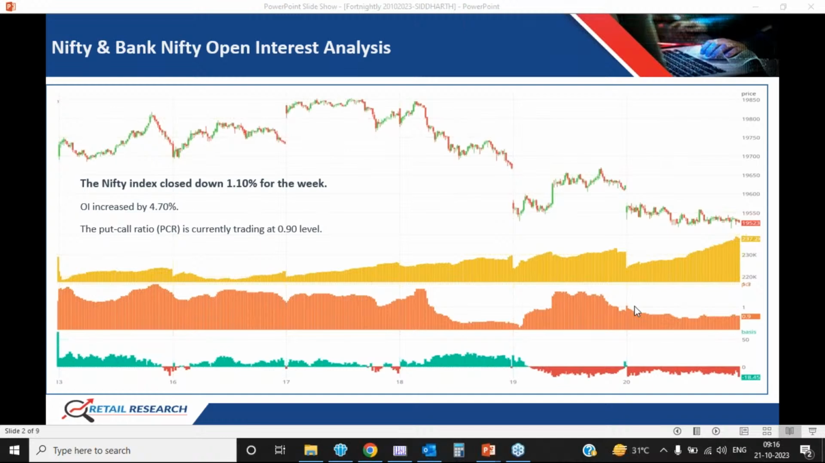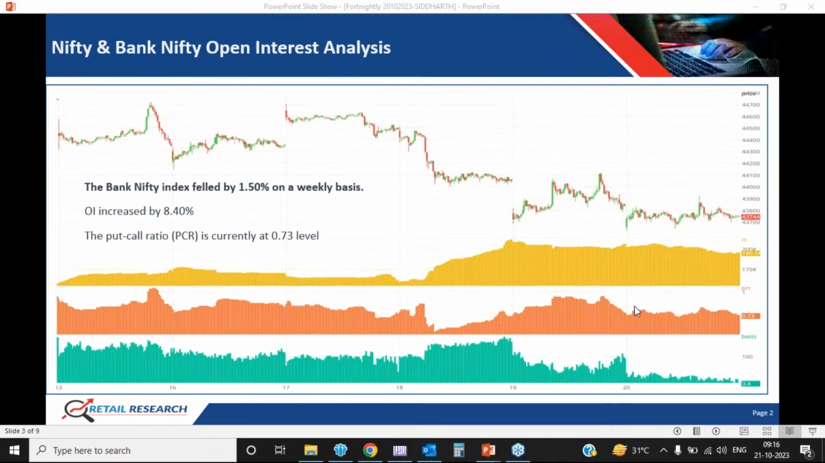What is particularly interesting is that despite the correction in the Nifty from the higher level, the implied volatility has remained relatively stable throughout the week. This suggests that the option market has maintained consistent expectations of price movement amid the market correction.